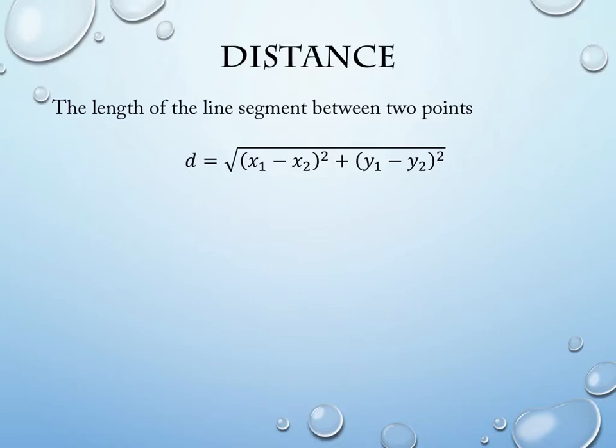Distance. This equation looks so much messier than it really is. The distance equation says that I find the difference between the x values, and I square it, the difference between the y values, and I square it. I add those values together, and I take a square root.